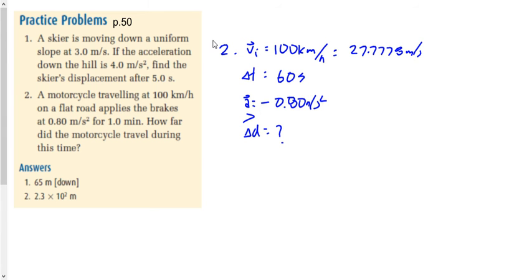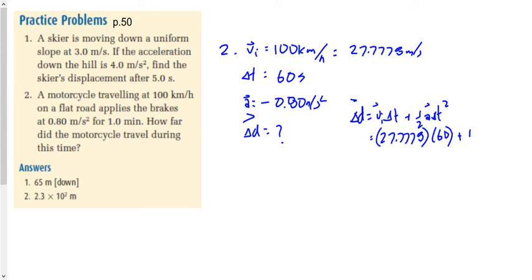All right, let's look at what equation seems to fit here. One of our group B's, probably this one. Let's give it a try at least. 27.7778 times 60 plus 1/2 of negative 0.8.